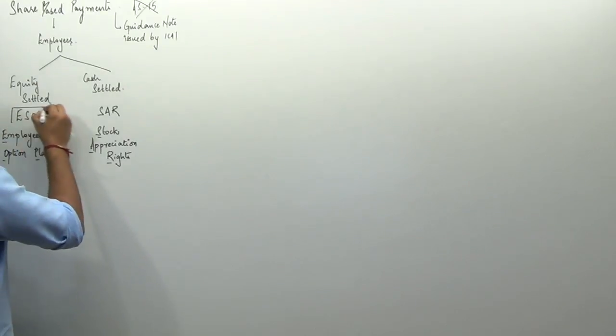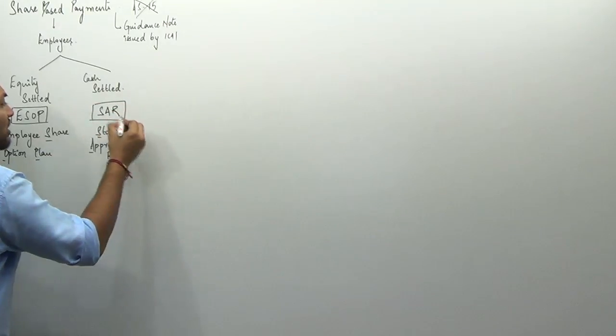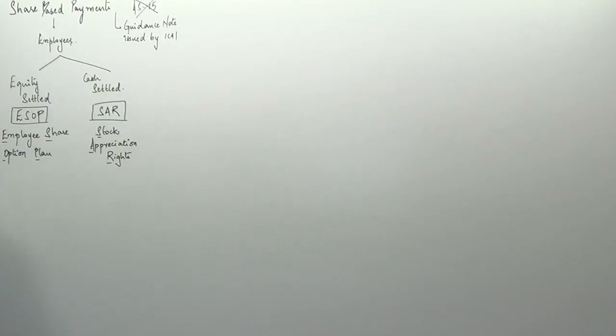One is the ESOP and the other is SAR. We need to look at accounting for both. But before understanding the accounting, we need to understand the framework of how these ESOPs are allotted and on what basis they are distributed to the employees.